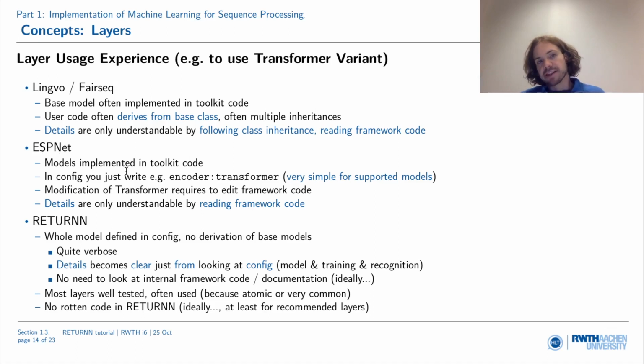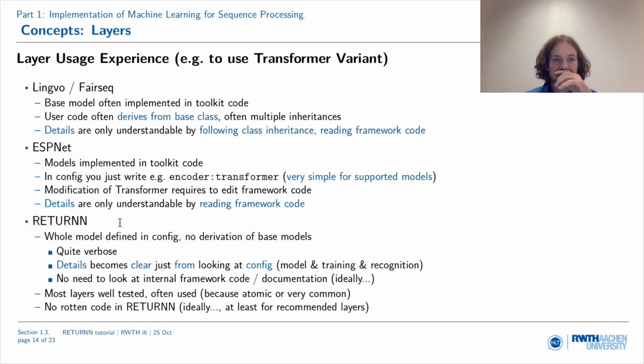ESPnet, again, the models are implemented directly in the toolkit code. So in the configs, it looks very simple. You just write something like encoder as a transformer. So this is very simple for supporting models. But now when you want to have some modification of transformer, it means that you need to edit the framework code. And also to understand all the details, like what variant of the transformer is that, you need to read through the framework code.